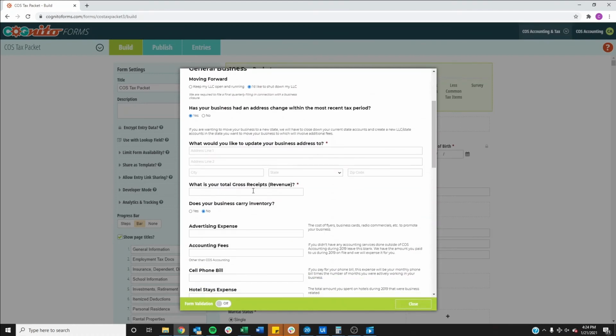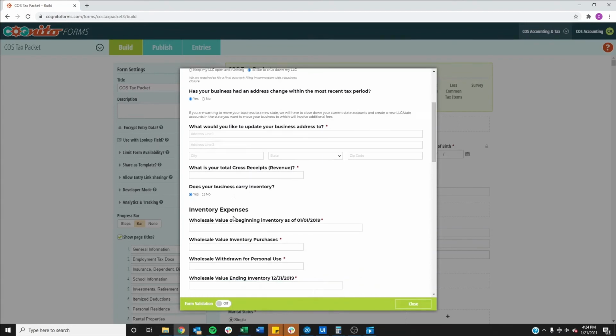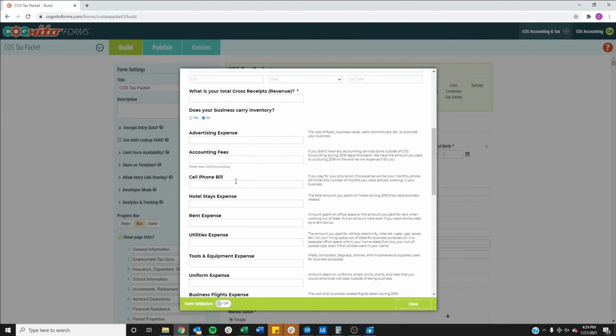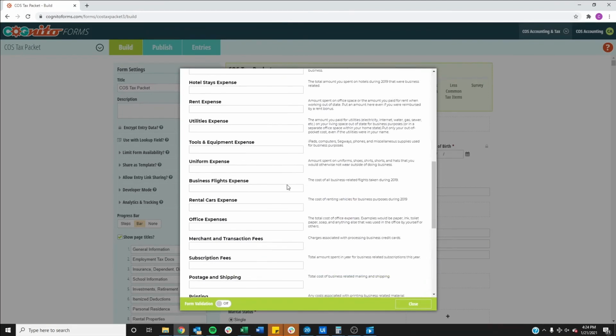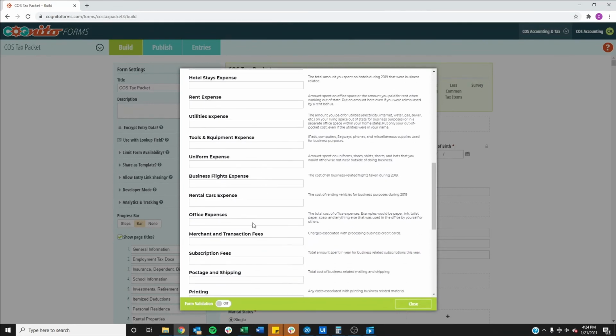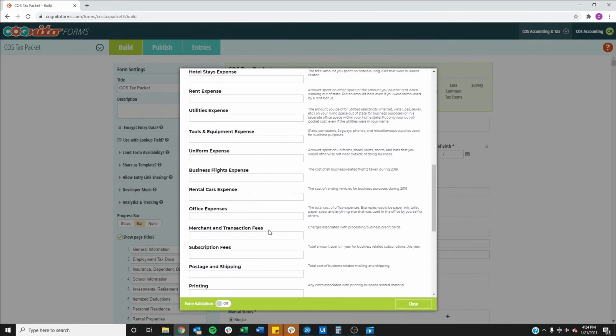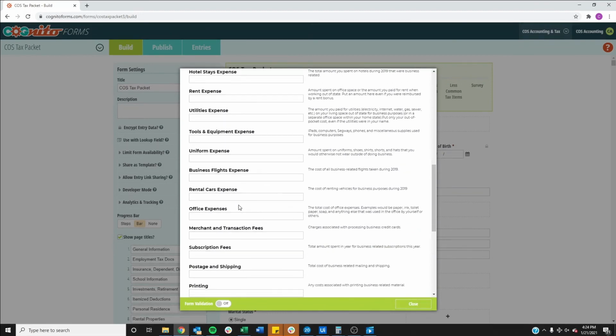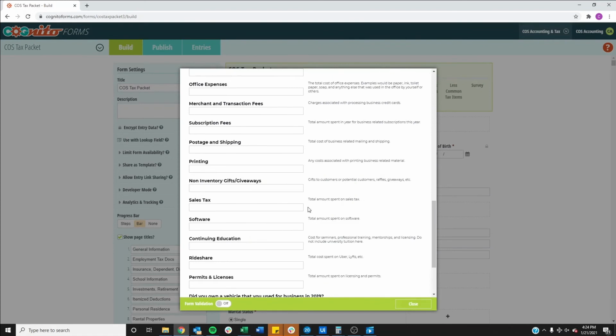For those of you who don't receive any 1099 documents, you can put your total gross receipts or your revenue in this box here. If you have inventory, then you can put in your inventory in here. And then the rest of these are your expenses. And then we have sections explaining each expense. And these will be tailored to those of you who, if you're in general business, will have more things about merchant and transaction fees that apply to you. If it's door to door, there'll be more expenses that are more tailored to your industry. And anything that doesn't apply to you, you can just leave blank. You don't have to fill anything in.